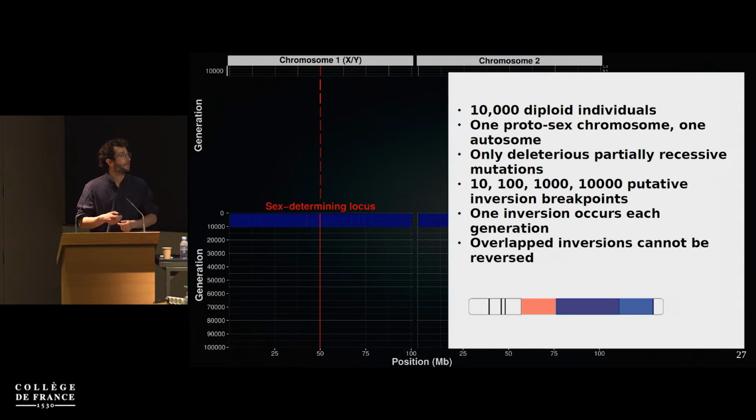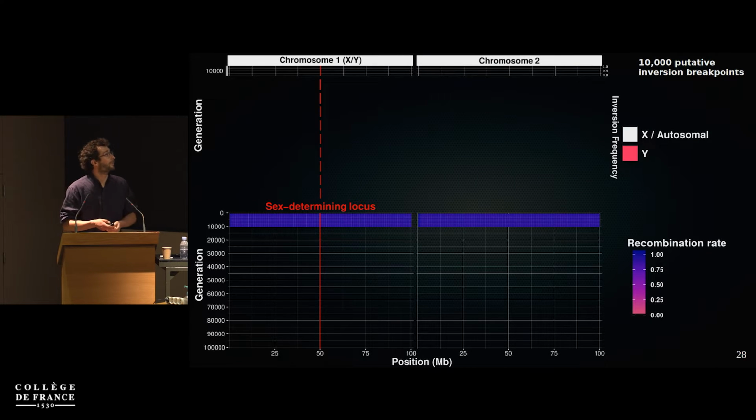However, in this model, we consider that inversions that have been overlapped by another inversion cannot be reversed, just because this overlapping between inversions creates a complex reshuffling of gene order and gene orientation, and is unlikely to restore recombination. So for instance, if you reverse this red inversion, you do not restore the ancestral gene order. You just result in chaos of rearrangement, which is unlikely to restore recombination. So, okay, let's move to the model.